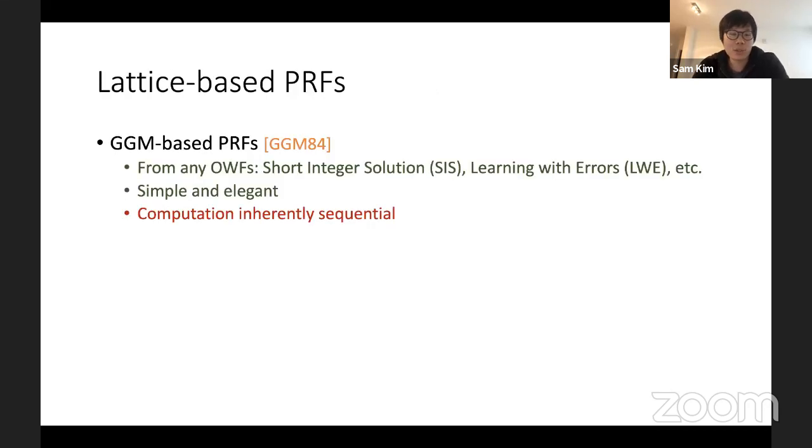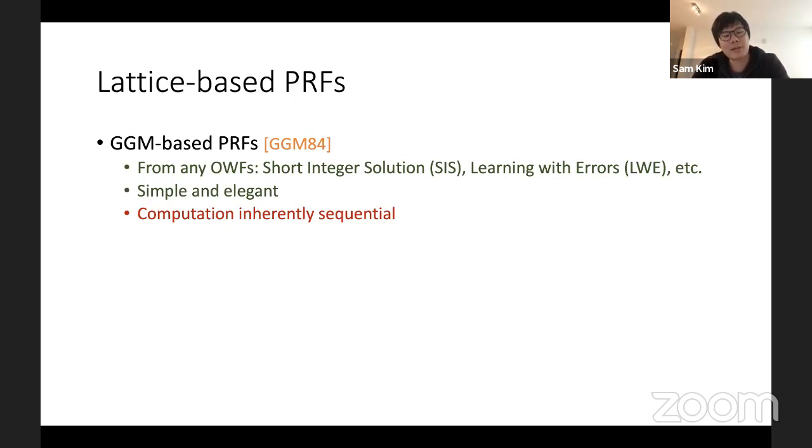In the world of lattices, there are two main families of PRFs that we generally study. The first family is the GGM-based PRFs. These are PRFs that follow the classical paradigm of Goldreich-Goldwasser-Micali from '84. This paradigm allows us to start from any one-way function and transform it into a secure PRF. We can instantiate the one-way function from any hard lattice problem like the short integer solution problem or the learning with errors problem. The resulting constructions in this family are very simple and quite elegant, which is a big plus.